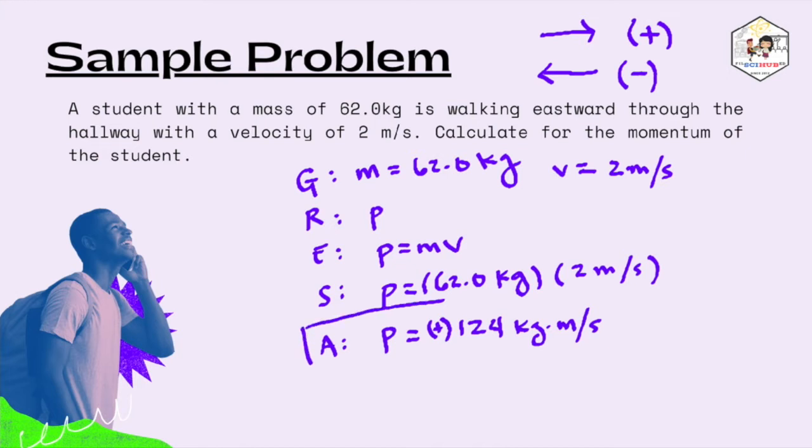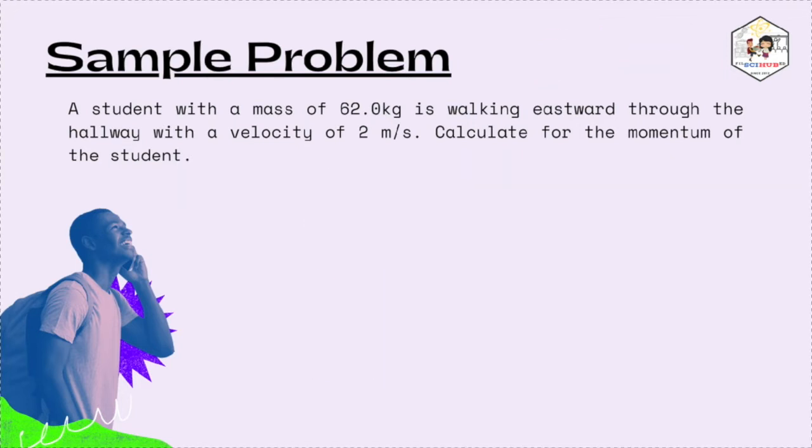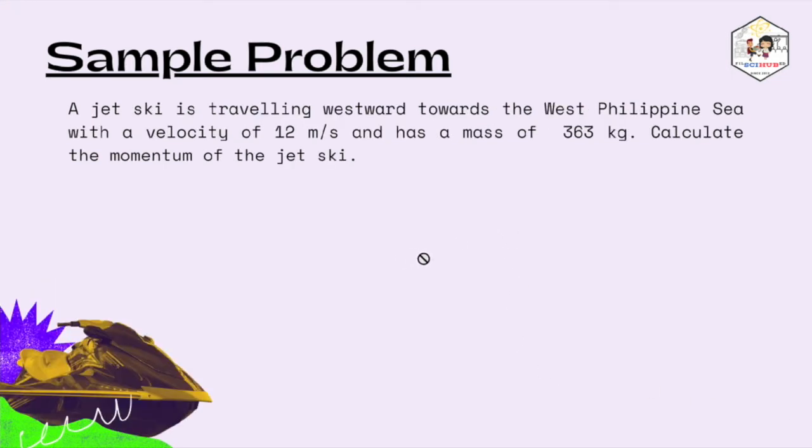Okay. There we go. For our second sample problem, this problem uses a different direction. It's traveling towards the westward direction, or to the left. So a jet ski is traveling westward towards the West Philippine Sea with a velocity of 12 meters per second and has a mass of 363 kilograms.